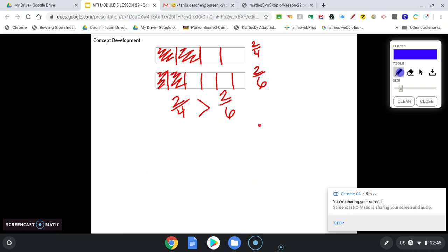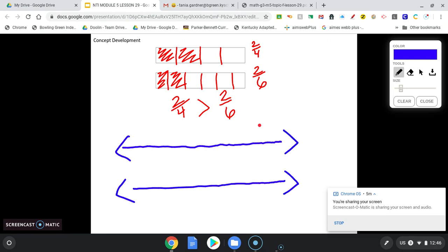Now let's go back to our application problem. So look back at yours. I've drawn mine up here. I saw that 2/4 is greater than 2/6. Now we're going to draw some number lines to model this as well. So let's draw two number lines. They have to be the same length.